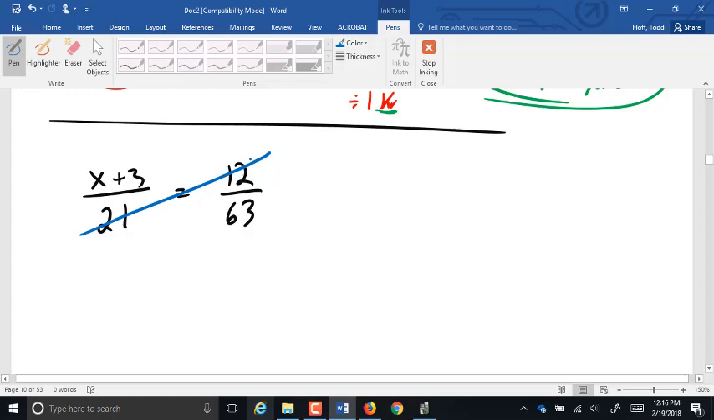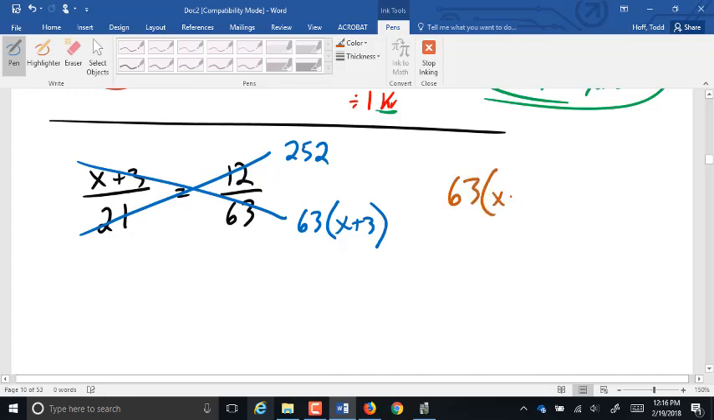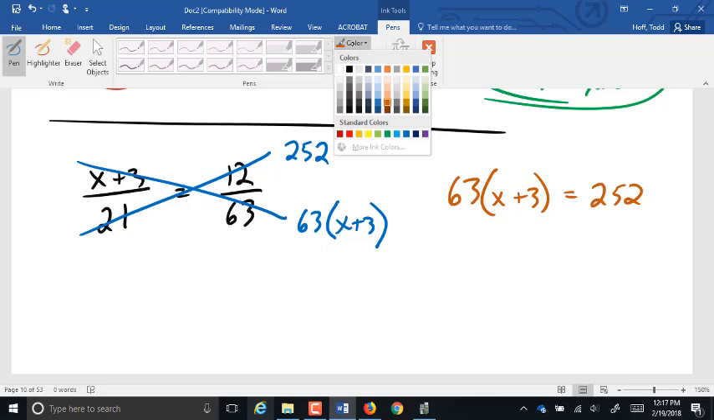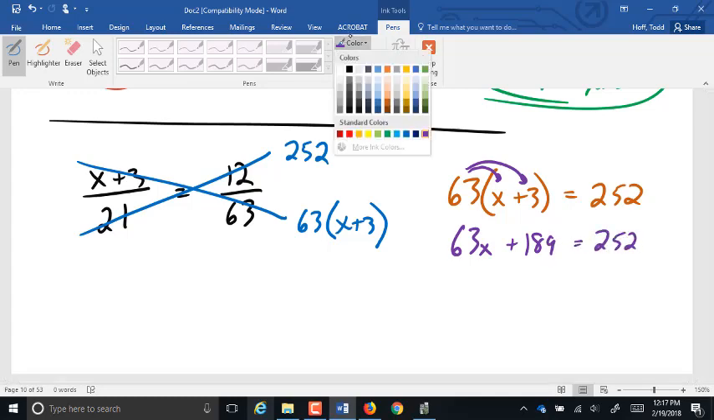So going in this direction, we have 21 times 12, which is 252, I believe. And going this way, it's easier for me to put the number first. We have 63 times x plus 3. And we can write that into an equation. 63 times the x plus 3 has to equal 252. So now we can go ahead and multiply 63 times x, 63x. 63 times 3 is 189, equals 252.